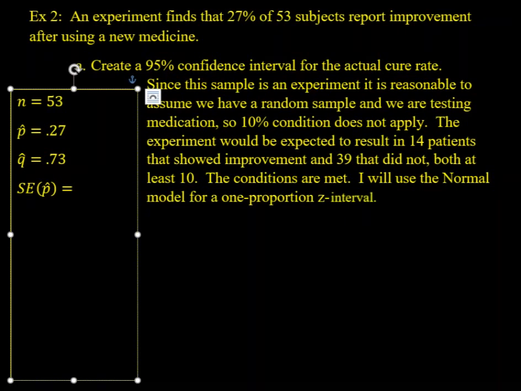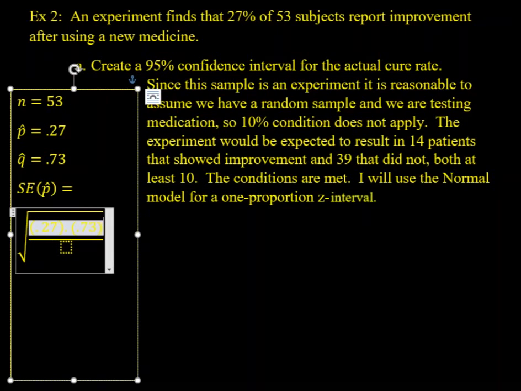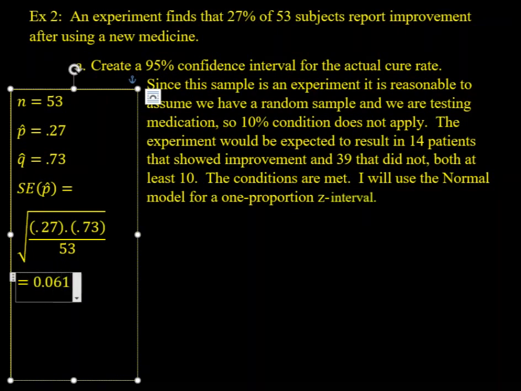equals the square root of p hat times q hat, so 0.27 times 0.73 over the sample size of 53. And this will equal 0.0610. So we have a normal model, 0.27, 0.061.